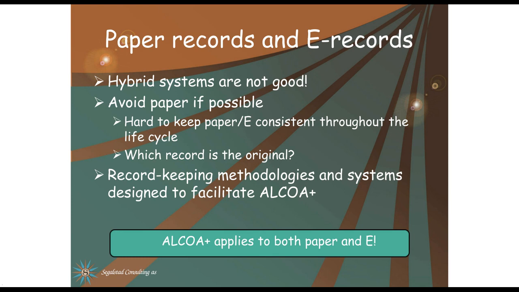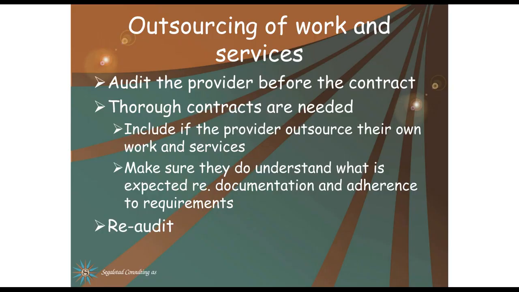I've already said that hybrid systems are not good. Avoid paper if possible. It's hard to keep paper records and electronic records consistent throughout the life cycle. Which record is the original? How do you make sure that the new version of the certificate of analysis is handled correctly? And what about the old version that we already sent out to somebody? Record keeping methodologies and systems should be designed to facilitate ALCOA-plus. That means a zillion SOPs if we have a hybrid system, and a bit fewer if we do this electronically only. And remember, ALCOA-plus applies to both paper and electronic records.